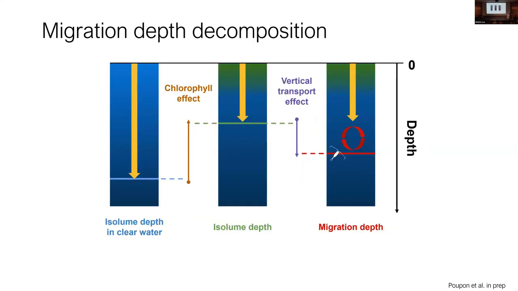And with this model, we can start to decompose the different effects. So we can start with the isolume depth in clear water, and then look at what the chlorophyll effect would be in reducing light attenuation, as well as the vertical transport effect from convection.